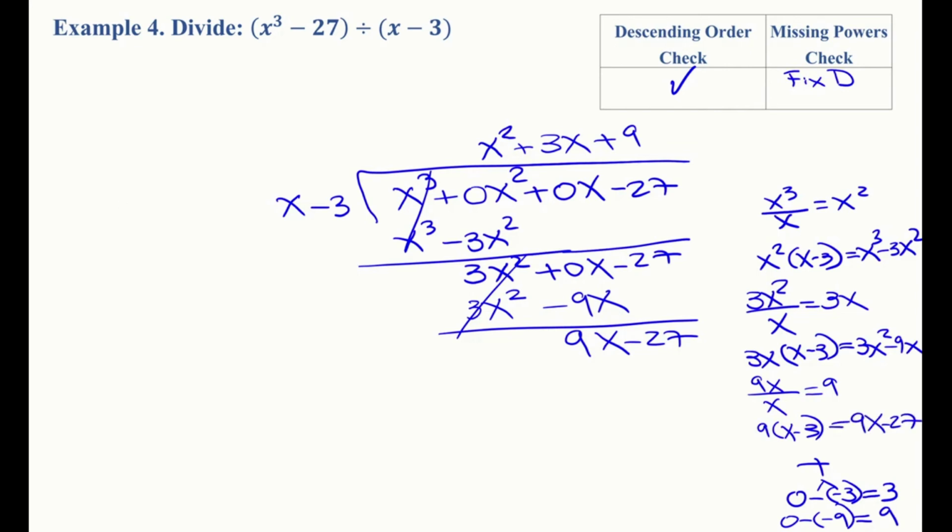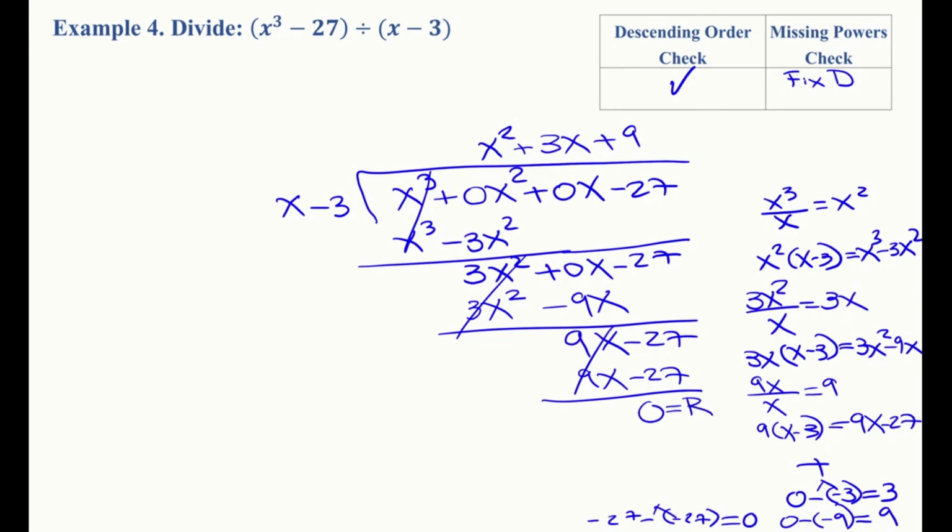So again, this work that we're showing on the side, that's mostly for instructional reasons. When you get comfortable with these, you normally don't have to show all that, but if you're not comfortable with the material, definitely show it. So now we're going to go ahead and subtract, so these cancel out. Now, what is -27 minus -27? Well, that becomes a plus, right? So it's -27 plus 27, so it's 0. So this is a 0 remainder problem.